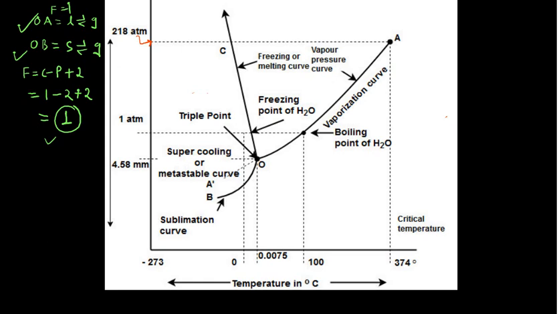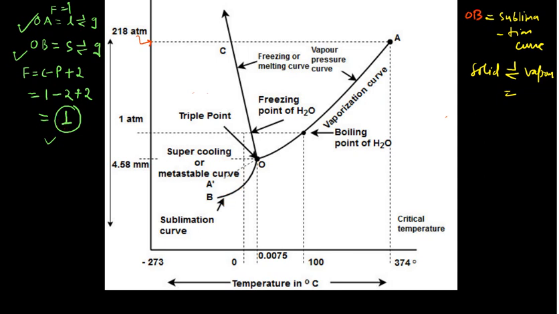Okay. So before going to the other things, let me tell you the name of this curve OB. This curve OB is your sublimation curve. Why sublimation curve? You know the process of sublimation, when solid converts into vapors without passing through the liquid phase. So, liquid phase is not there. So, this is your sublimation curve, and on this sublimation curve you are having the two phases, solid and gas. Degrees of freedom is 1.